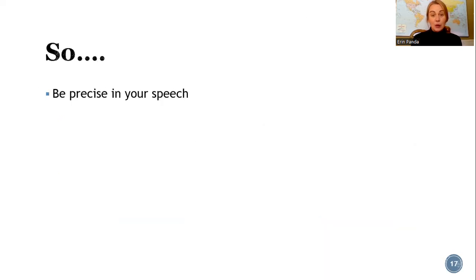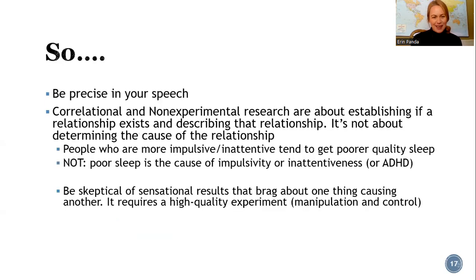So to conclude, what I hope that you'll get out of this is, first of all, to understand how these two designs are similar and different, but also to be precise in your speech. Correlation and non-experimental research is about establishing if a relationship exists and describing the relationship. We're not trying to say one thing causes another. So we can't say in this case that having ADHD causes you to have poorer sleep or vice versa. We can just describe the relationship.